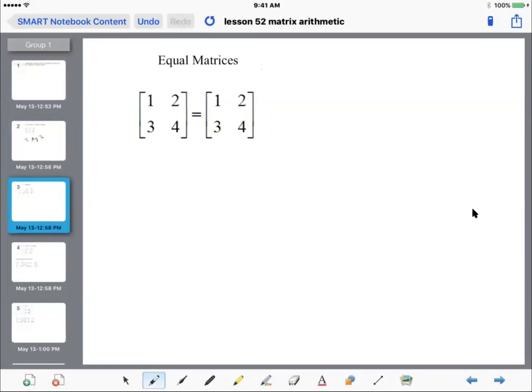Now, matrices, kind of like numbers, they can be equal to each other, but the only way matrices themselves are equal to each other is if, first of all, they have the same dimension. So in this case, they're both 2 by 2 matrices, and every element is equal to its corresponding element in the other matrix.